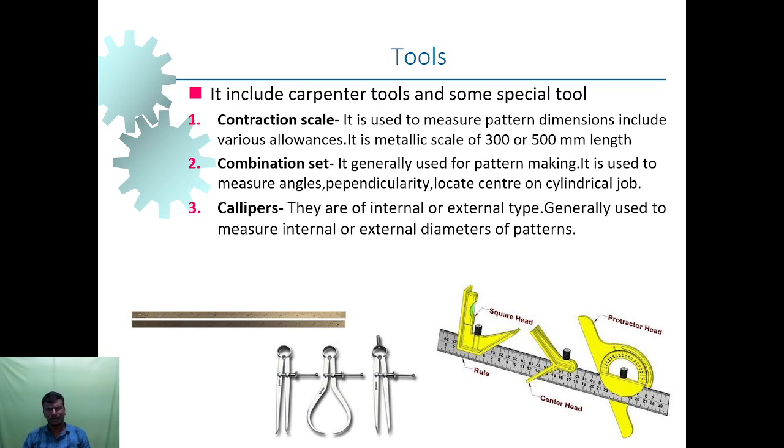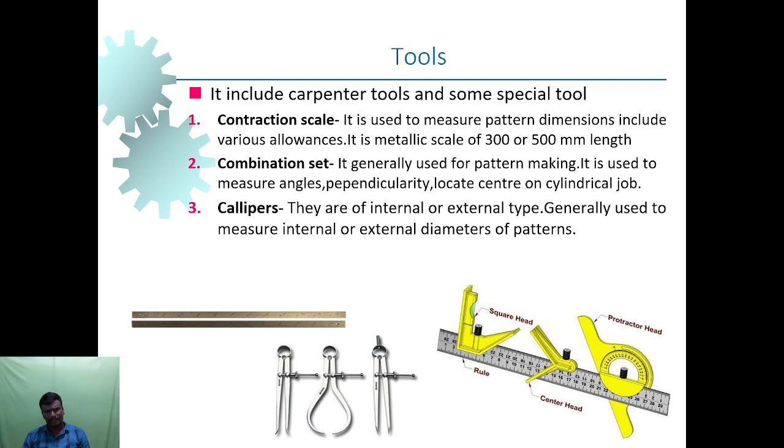Next, tools used in pattern making are carpenter tools and some machine tools. First is the contraction scale. It is used to measure the pattern dimensions, including various allowances. It is a metallic scale of 300 or 500 mm length. And the combination set is generally used for pattern making. It is used to measure angles and perpendicularity and to locate the center on cylindrical shapes.